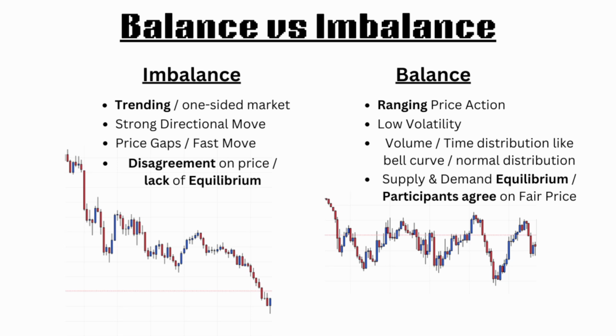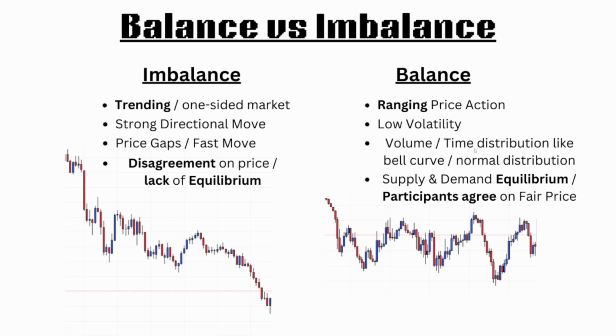On the other hand, we can be in a state of balance. In a state of balance, the market is ranging, it's lower volatility, the supply and the demand is in equilibrium, and participants generally agree on price as to why it is staying in the range. And on a TPO chart, this will often show as a normal distribution or a bell curve, or what you would say a D shape.